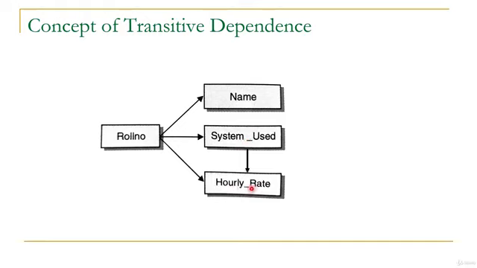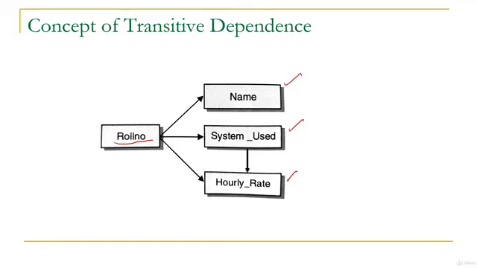From the FD diagram, we can see that this relation is in second normal form because every non-key attribute is fully functionally dependent on the primary key. Here we have three non-key attributes, that are name, system used and hourly rate, and all of them are fully functionally dependent on roll number, because there is no subset of the primary key, so they are fully functionally dependent on the primary key.